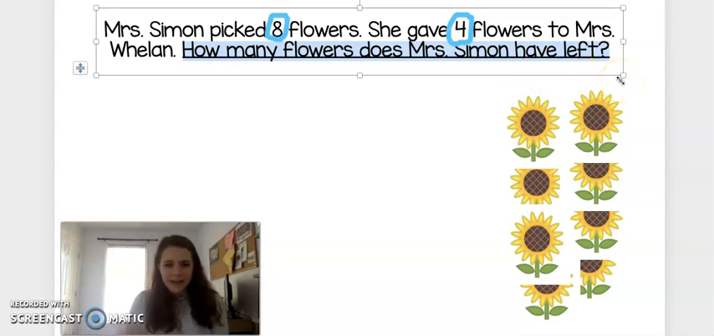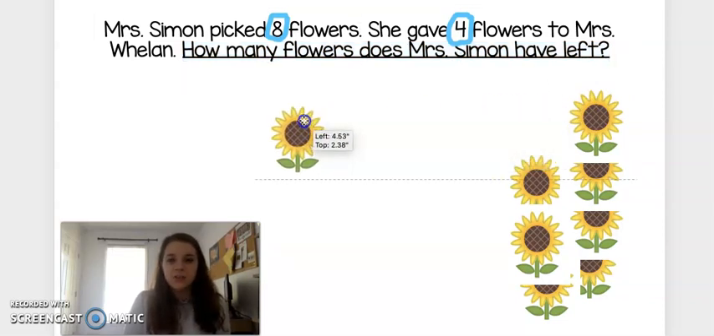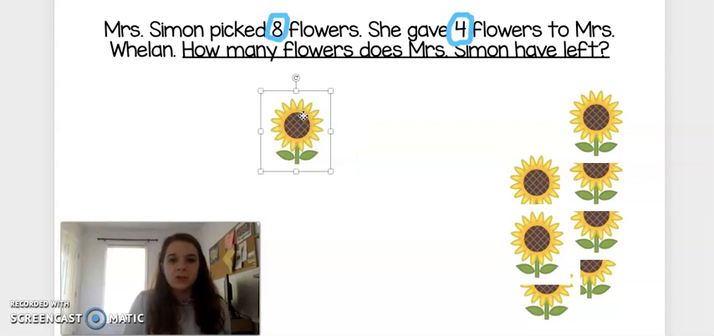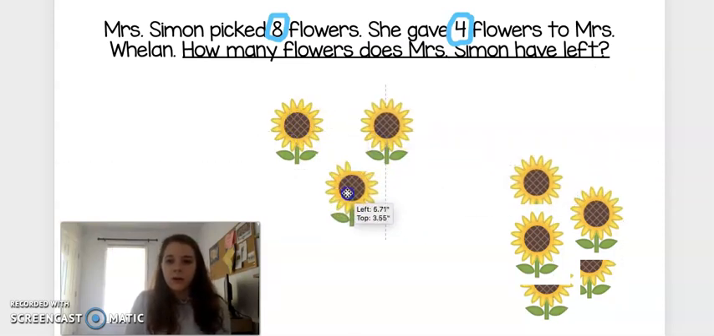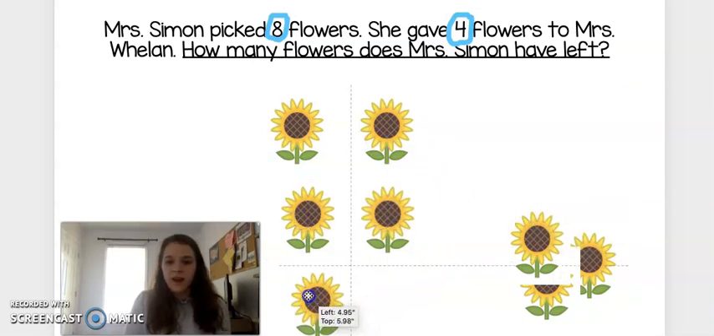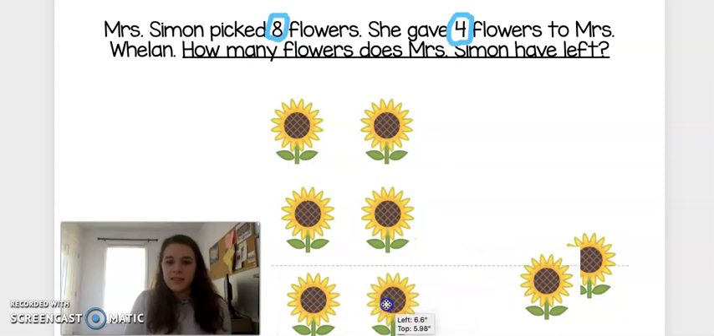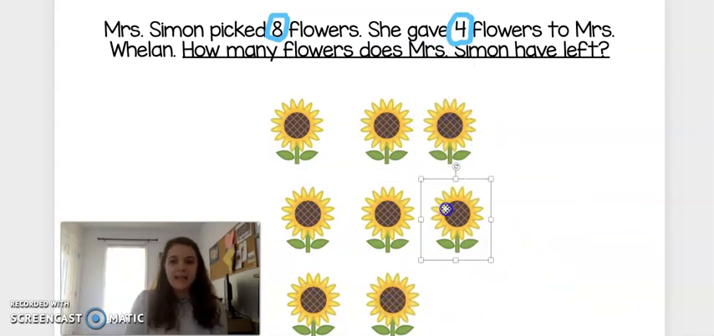So, how many flowers did she have to start? You're right, she had 8 flowers to start. So let's use our picture space to draw 8 flowers. 1, 2, 3, 4, 5, 6, 7, 8. 8 flowers.